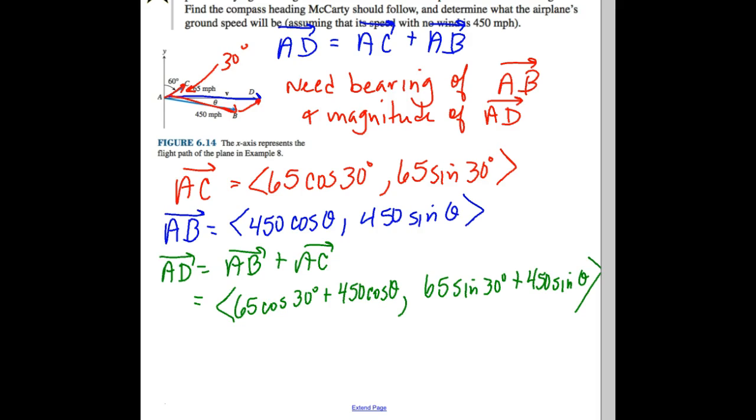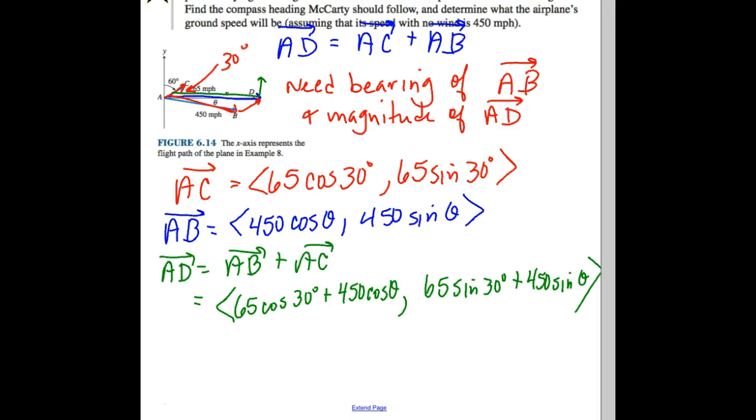Okay. What do we know about vector AD other than it's going 450 miles per hour? We're flying due east, right? Yes? So there is a horizontal component here, but there is no vertical component. Does that make sense?